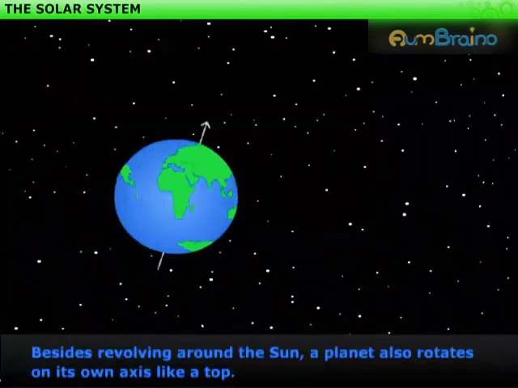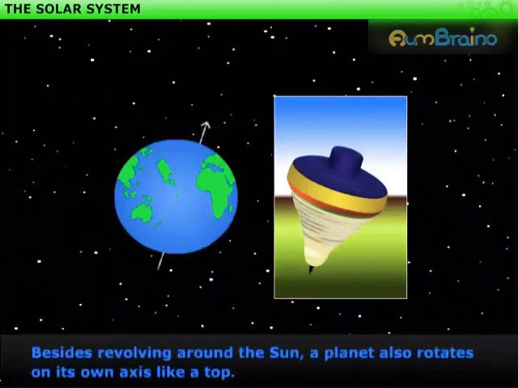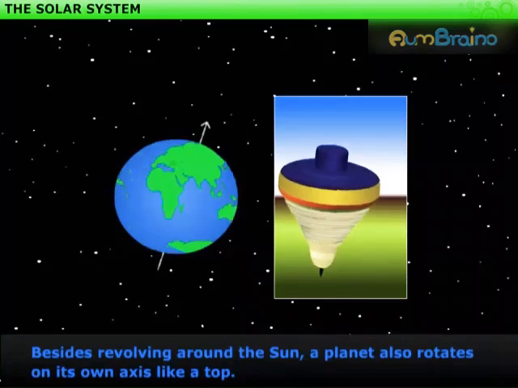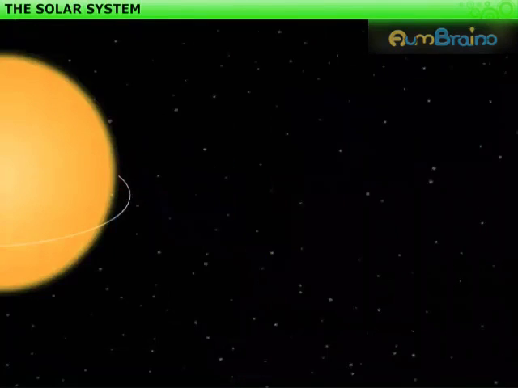Besides revolving around the Sun, a planet also rotates on its own axis, like a top. Let us study the planets one by one.